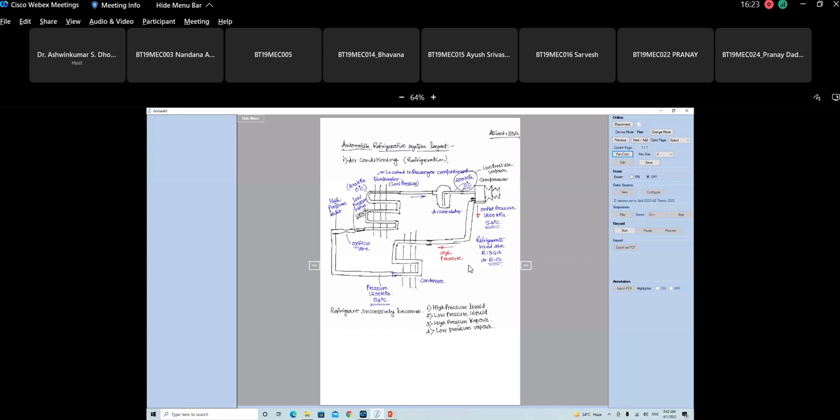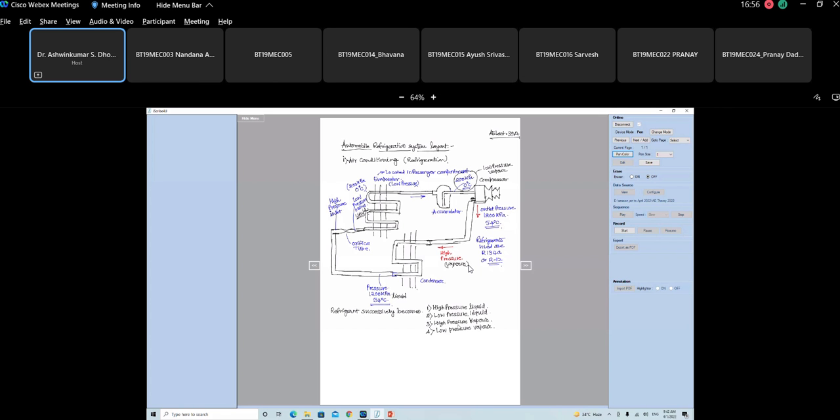Okay, and then this is high pressure liquid from here. When it comes, it becomes the high pressure vapor. So here it is high pressure liquid. So then this is basically going to be liquid. So high pressure vapor. So this is the cycle.